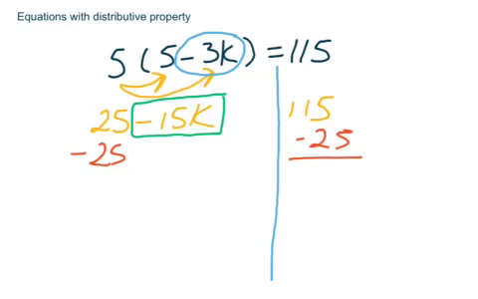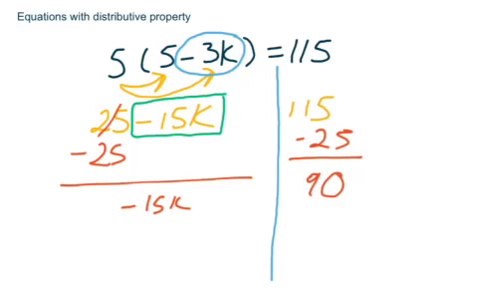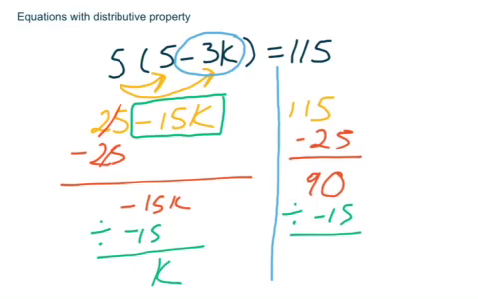And that leaves me with negative 15k and 90 on this side. Remember, those 25s will cancel out. And so now I've got to get rid of the coefficient. I've got a negative 15, so I'm going to divide by a negative 15. I'm going to be left with k is equal to negative 6.